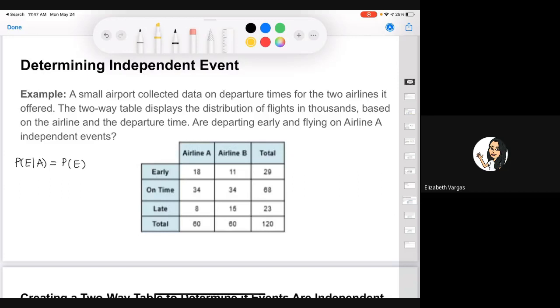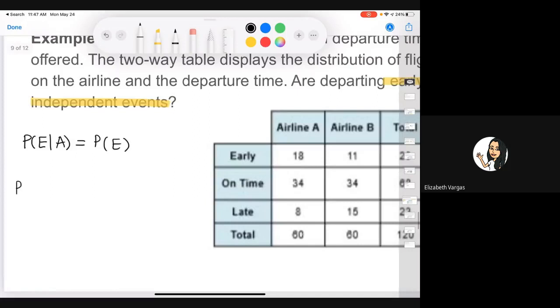So again, a small airport collected data on departure times for the two airlines it offered. The two-way table displays the distribution of flights in thousands based on the airline and the departure time. Are departing early and flying on airline A independent events? So I want to see if these two are independent. They will only be independent if these two expressions are equal. So the probability of E given A and the probability of E by itself.